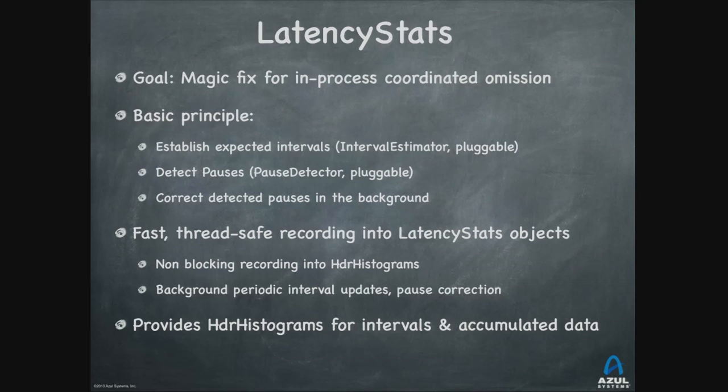So you can ask the LatencyStats bucket what the histogram is for the last interval. You can ask for the raw histogram. You can ask for the corrected histogram. You can compare the two. You can log both. That's how you get output like I showed you. And this is somewhat young. Only about 10 people have used it outside of me, so it might still have a few bugs, but it's also public domain code on GitHub.